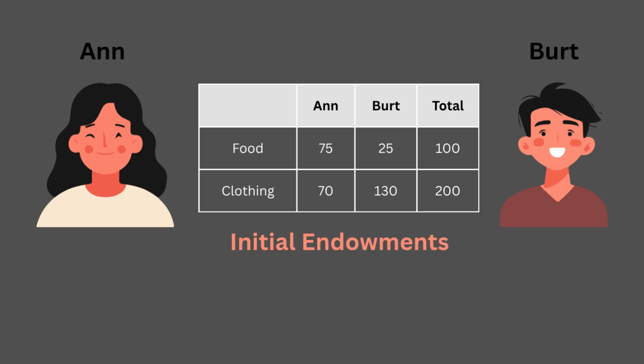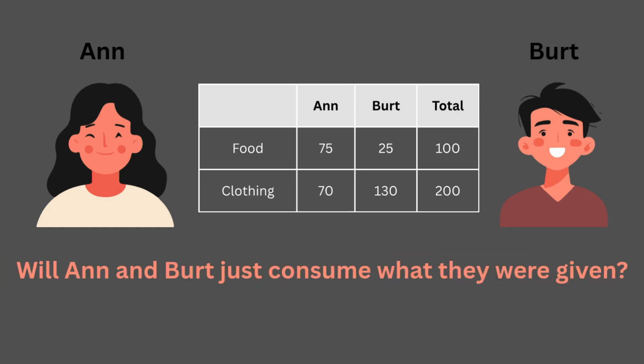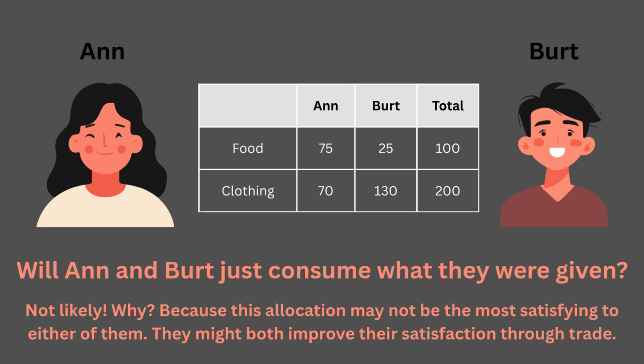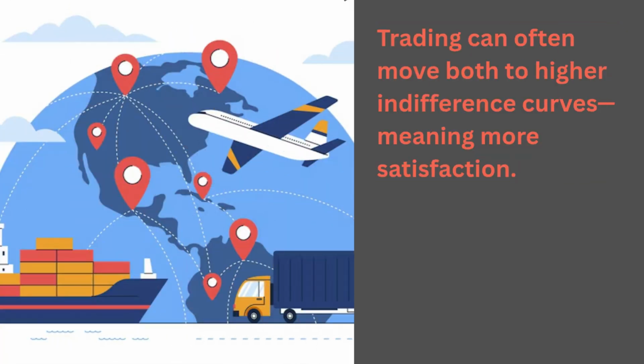But here's the key question. Will Anne and Burt just consume what they were given? Not likely. Why? Because this allocation may not be the most satisfying to either of them. They might both improve their satisfaction through trade. Trading can often move both to higher indifference curves, meaning more satisfaction.